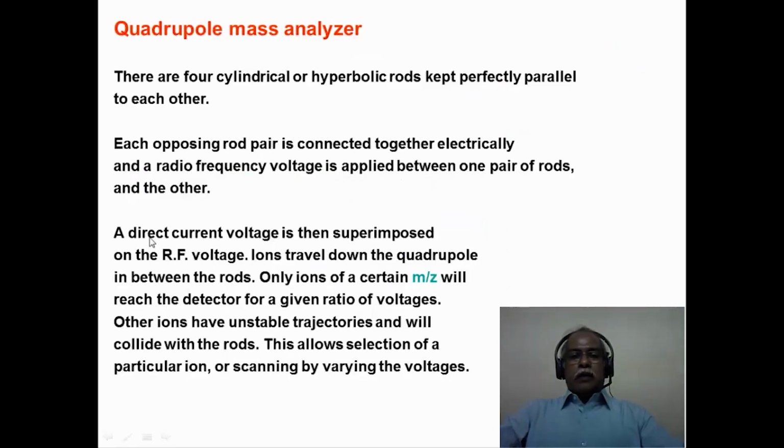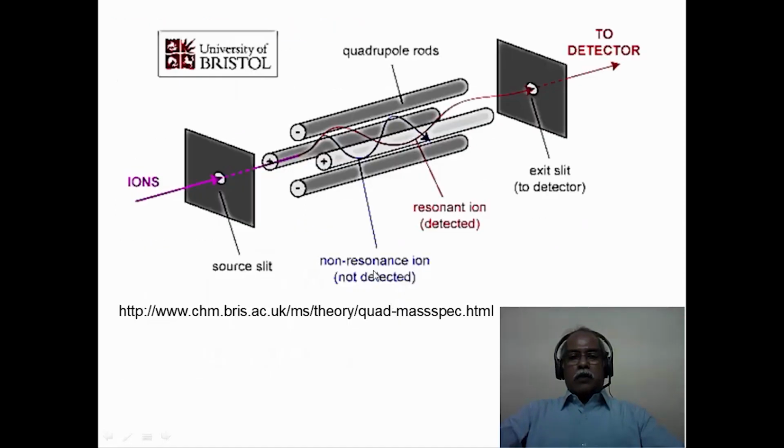A direct current voltage, in other words a DC voltage, is applied and it is superimposed on a radio frequency voltage. The ion travels down the quadrupole between the rods, and in doing so, it takes a path which looks like a corkscrew. In other words, a helical path is what it takes when it goes through the quadrupolar analyzer.